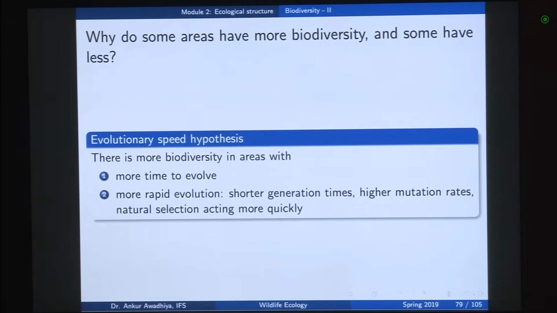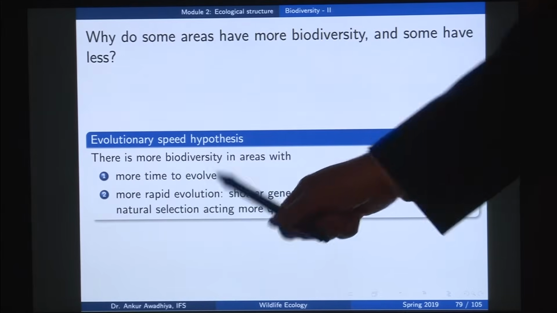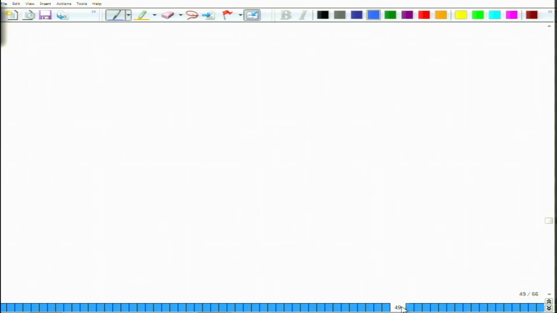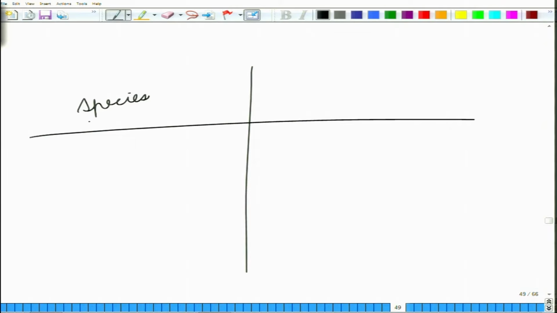The second thing is more rapid evolution. Now, more rapid evolution could happen because of shorter generation times. Now, shorter generation times means that for species, so let us consider two species here. One is a small species and the second one is a large species.